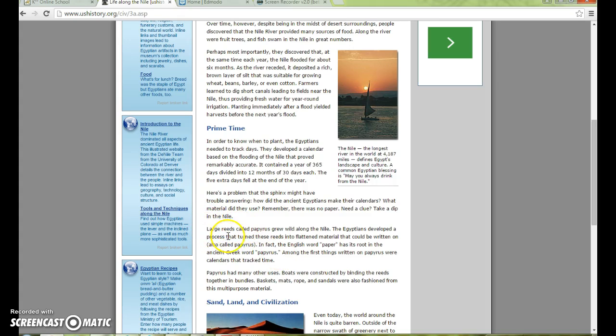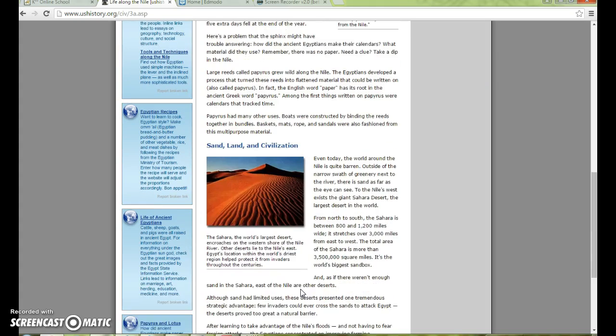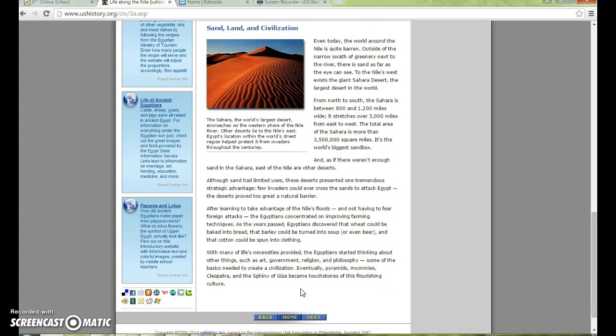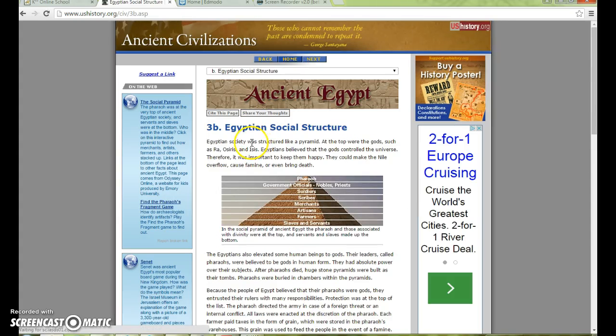Again, some more of their inventions are here, talking about how they created papyrus. Physical location, talking about the pyramids. That could also be an invention. And if you keep going to the next one, so I just clicked the next button, it talks about Egyptian social structure. And here's a great picture.